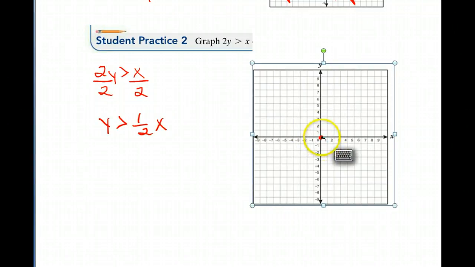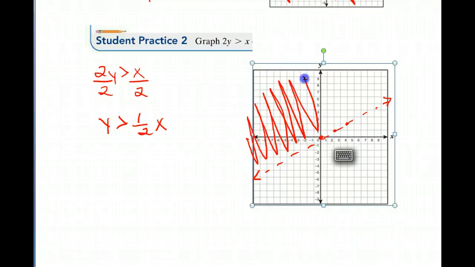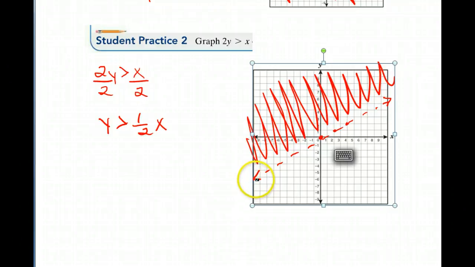Then we will use our slope. We want to move up 1 and over 2. We can do it again if we want, up 1 and over 2. We have just a greater than symbol. We want to use a dashed line to show that there is no equal to component along that line. And then lastly, since it's greater than, we're going to shade above the line. So what this tells us is that the dashed line is the boundary. Nothing along that line is included as a solution, but everything above the line within that shaded region is.